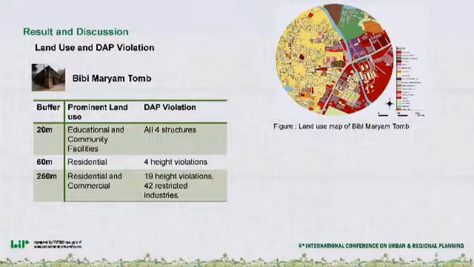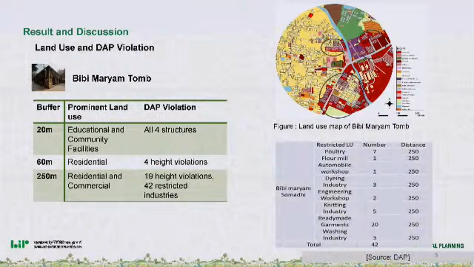In result and discussion, first we will see the land use and the DEP violation of the structures. For Bibi Moriam Tomb, within the 20-meter buffer, the prominent land use is educational and community facilities, where all 4 structures violate the DEP guidelines. Within 250 meters, 42 restricted industries are present.